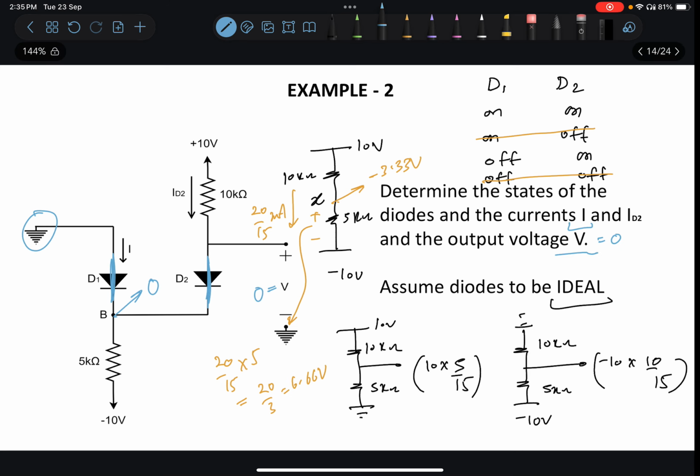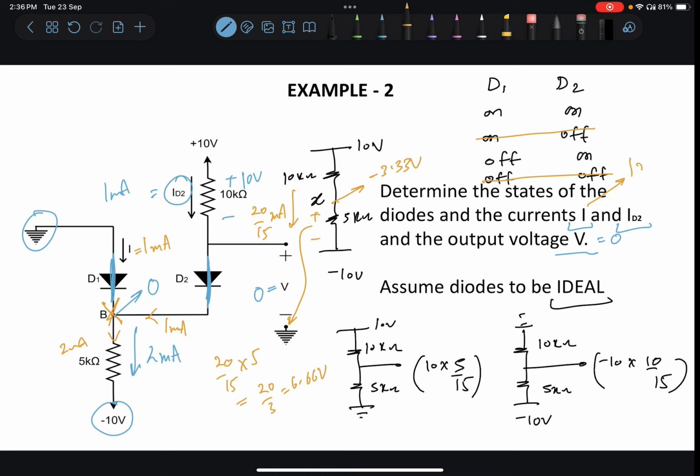Next, we wish to calculate the values of the current I and ID2. ID2 will be just the difference, since V is 0. So the voltage across the resistor will be 10 volts and ID2 will be 1 milliampere. Since this is 0 and this is minus 10 volts, the current will flow from higher potential to lower potential, which will be 10 by 5 kilo ohms, which is 2 milliamperes. In order to satisfy KCL at this node, since this current is 1 milliampere and this current is 2 milliamperes, the current coming from the ground is 1 milliampere.